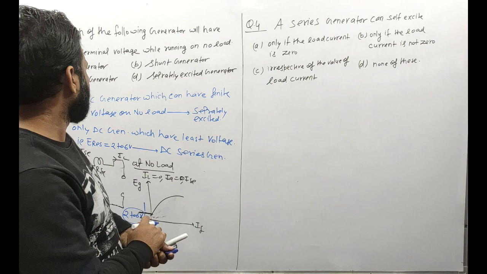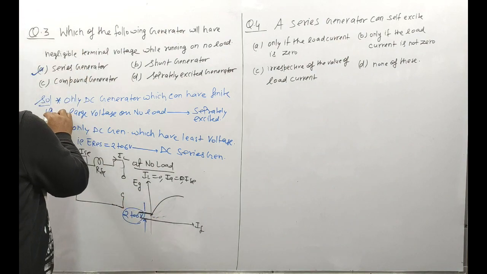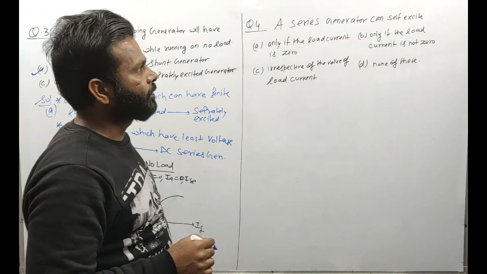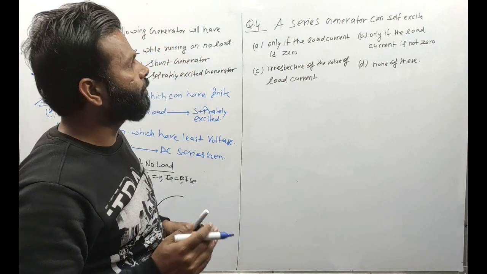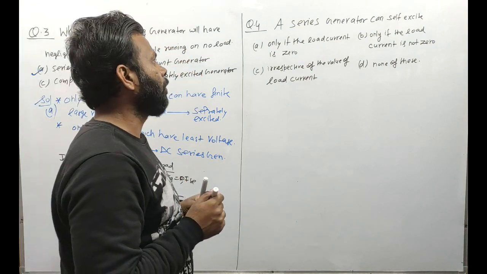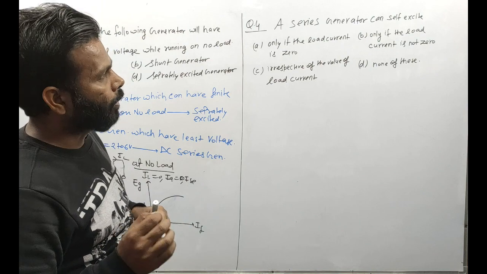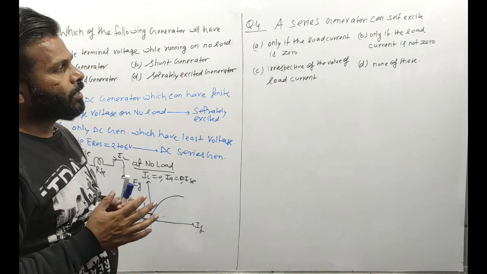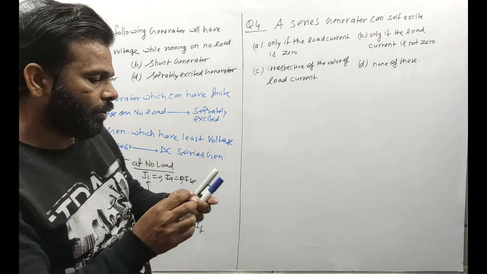Okay, so let's see the next question. Option A of this question is now clear. Let's see the next question, 4. A series generator can self-excite: option A, only if the load current is zero; only if the load current is not zero; irrespective of the load current; and the last option is none of these.